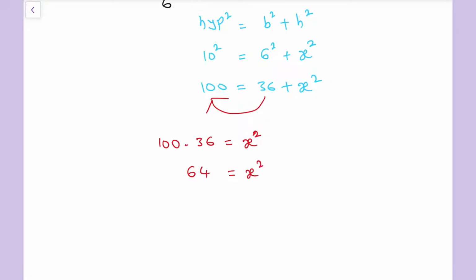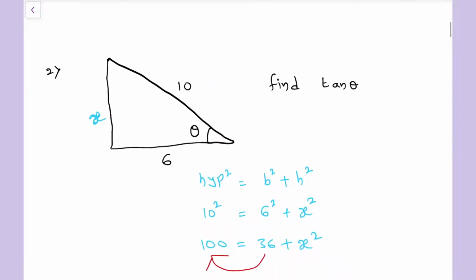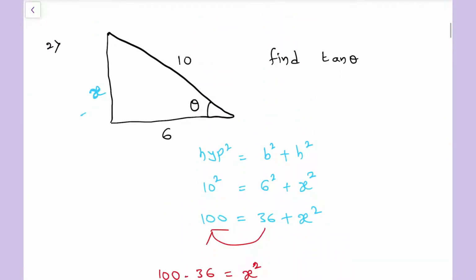X square is 64, then what will be the x value? It is plus or minus 8. But here we are speaking completely about the side of a triangle. Side, it won't be negative, so we will avoid the negative one completely. So our value will be 8 units. So now I got the x value as 8. Here in the figure, x is nothing but the height of the triangle, that is 8 units.